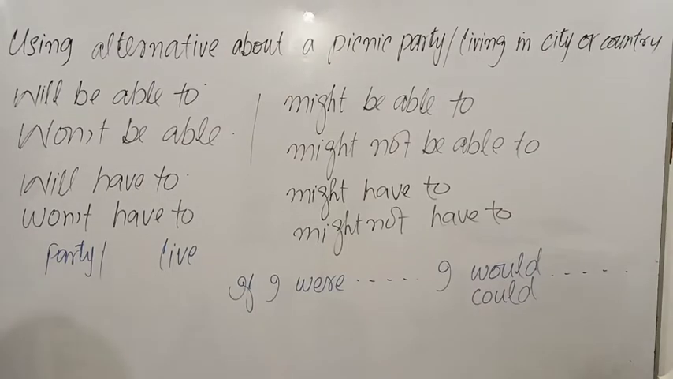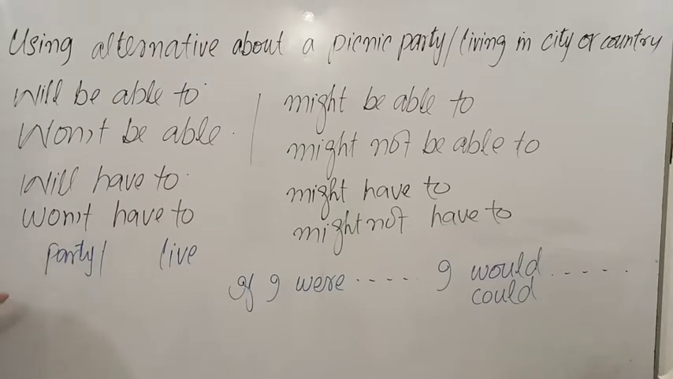If we arrange the party at the bank of the river, we will have to take all the material to the bank of the river, meaning cooking material and utensils and everything. And if we arrange the party at the bank of the river, so we won't have to take water to the bank of the river, because already there is a lot of water available. So similarly, might be able to, might not be able to, will be able to, won't be able to.